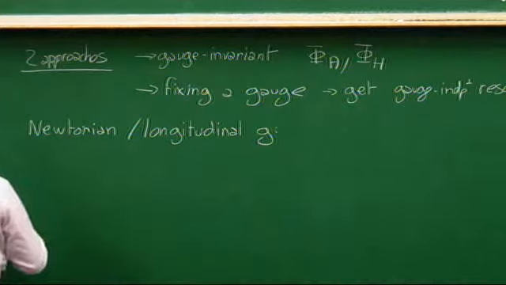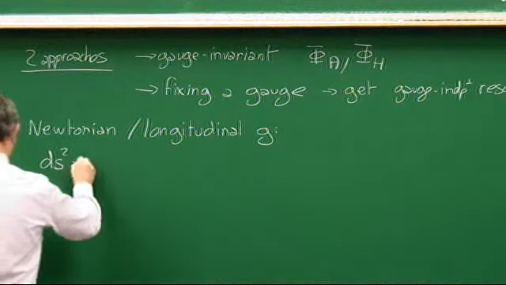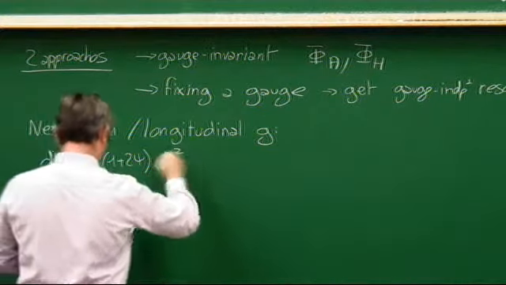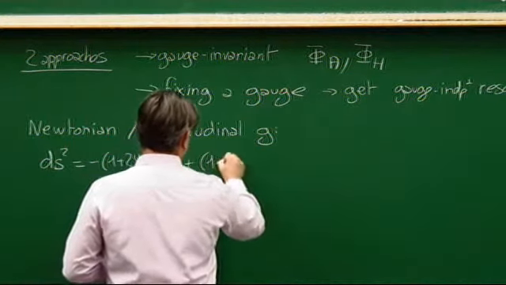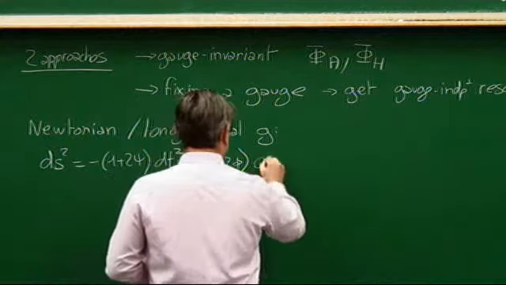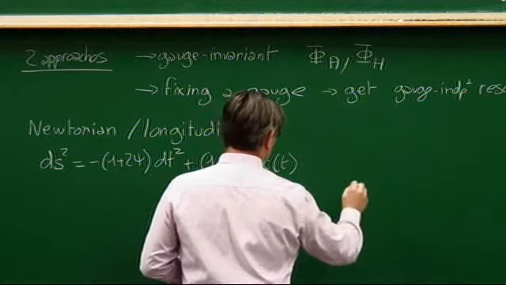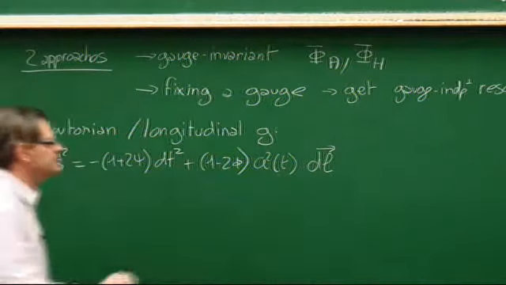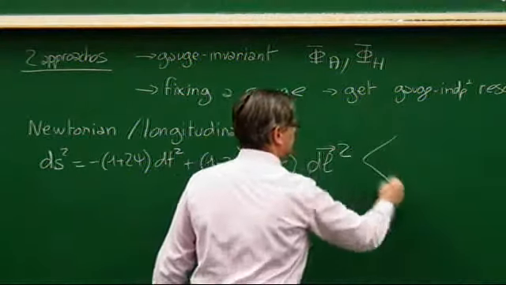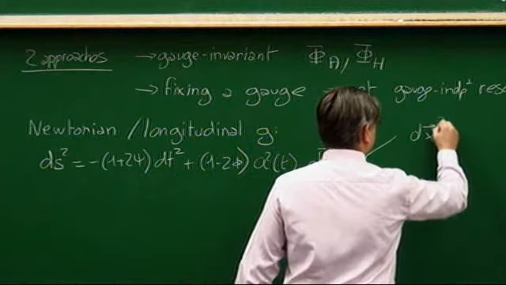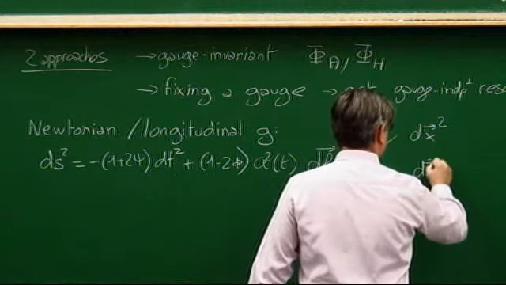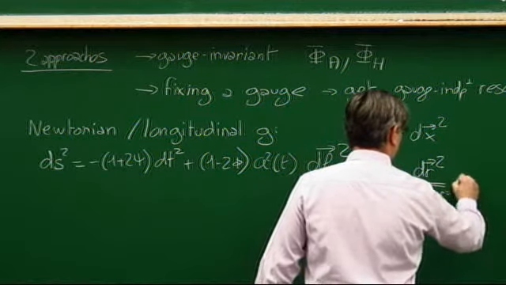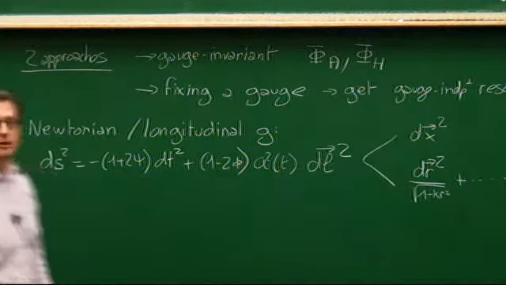In which the line element reads -(1 + 2ψ) dt² + (1 − 2φ) a²(t) times dl², where dl² is my spatial element, which could be just a Cartesian dx² in a flat universe, or the more complicated function that you have already studied in the case of open or closed metrics.